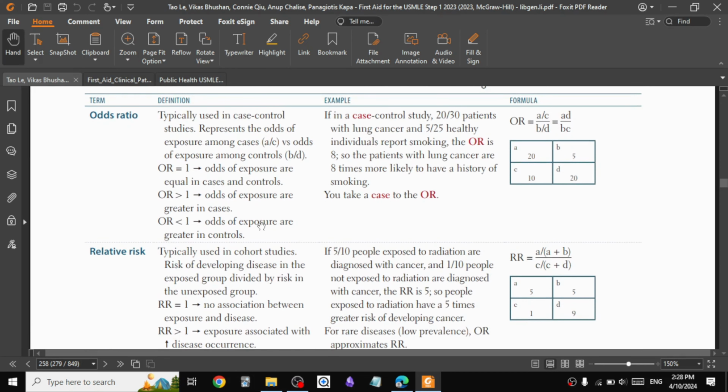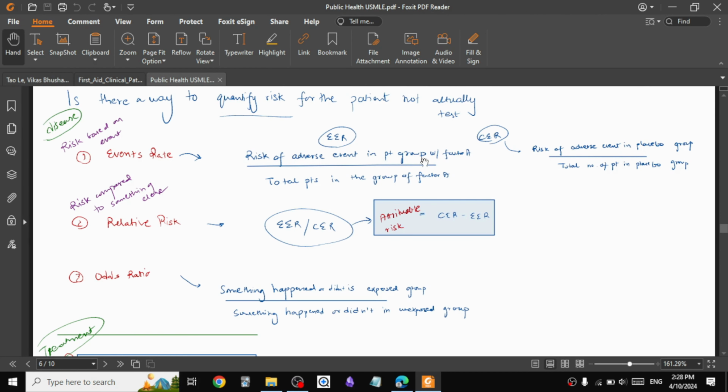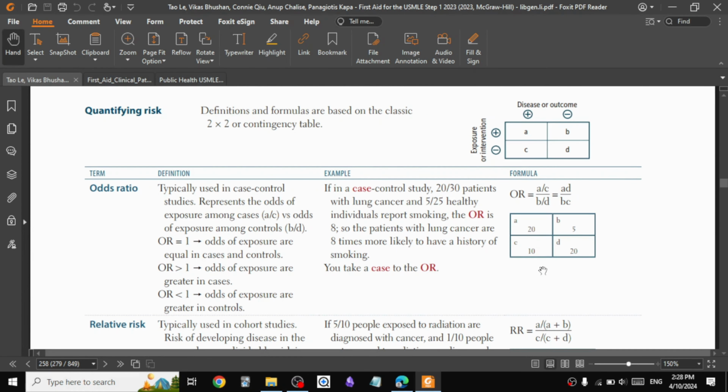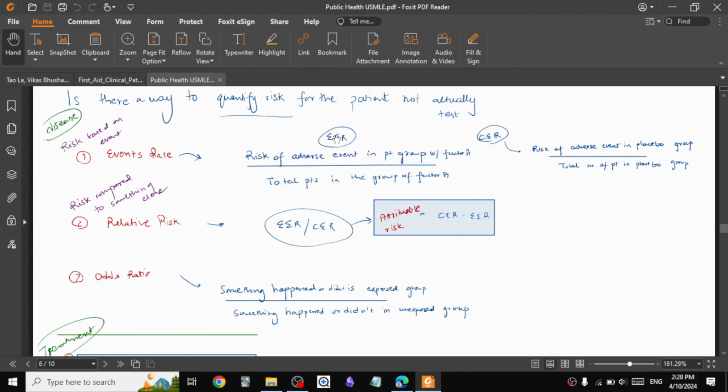The event rate, as we see it here, is the risk of adverse event in patient group A with some factor. So it will be A by A plus B. This will be our adverse effect group. You have this disease column, and we got the intervention, and then the total population in terms of that. So A by A plus B will be EER. The control group had the disease but didn't receive any intervention, or received a placebo or something like that. That would be C by C plus D. So I got the ratio, and now my EER and CER are solved for.